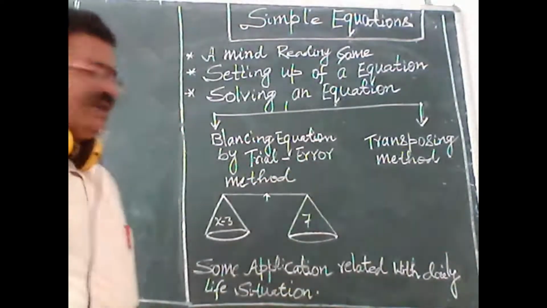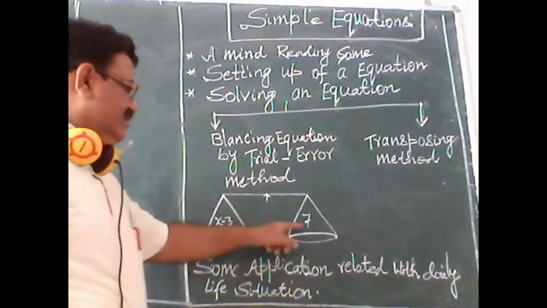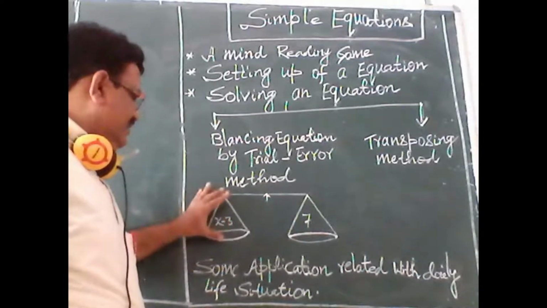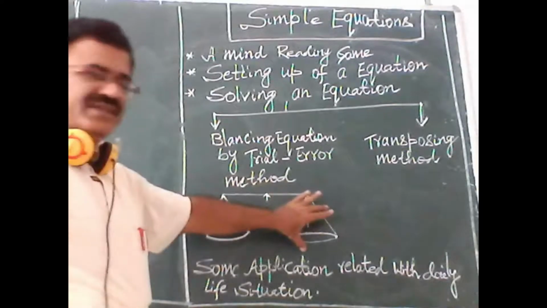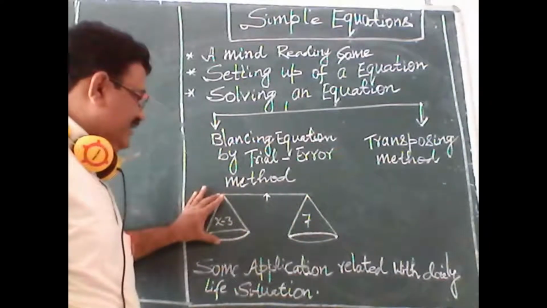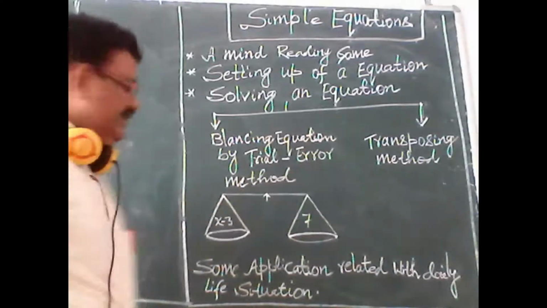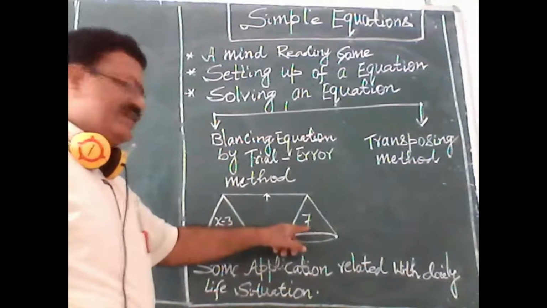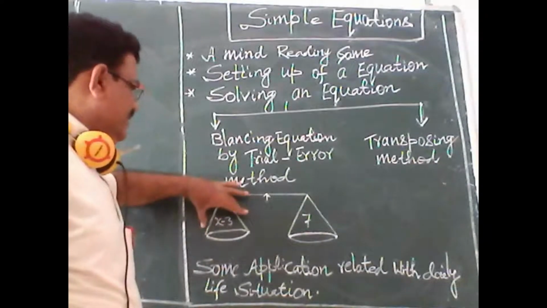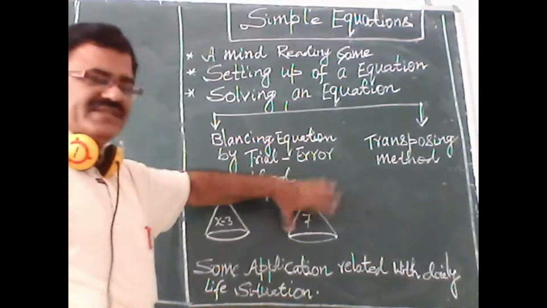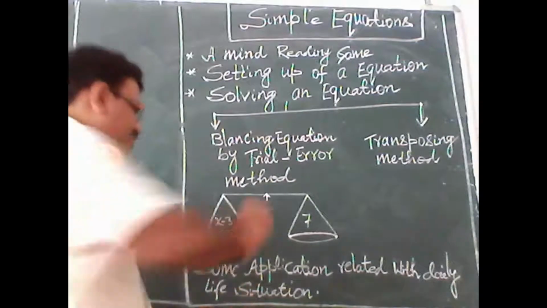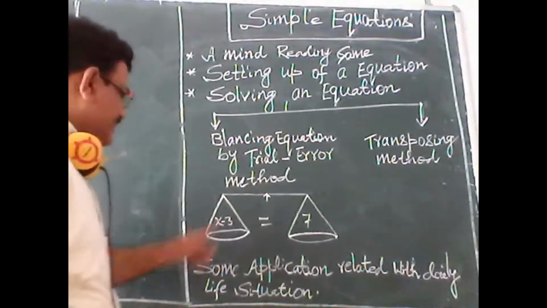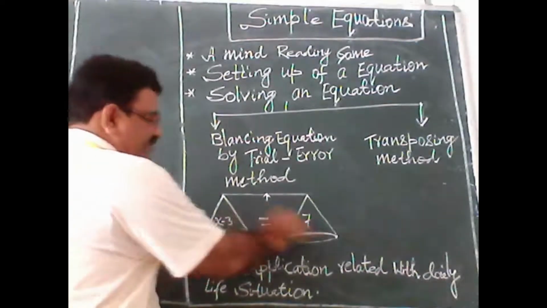So in the trial and error method, you are seeing that one balance has been shown. This is one pan and this is the other pan. Suppose this is the left hand side and this is the right hand side. The expression is x minus 3 and here it is 7. So LHS is x minus 3 and RHS is 7. Students, we can put equality here. This becomes an equation, that is, x minus 3 is equal to 7.